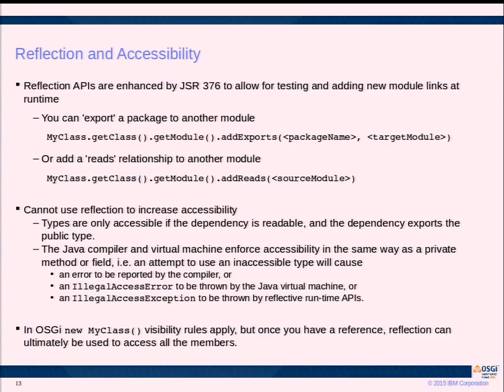In OSGi, the visibility rules are the same, but as we point out here, once you've got a reference, you can use reflection to set accessible and start to manipulate some of the types and fields in the code that you have dependencies on.